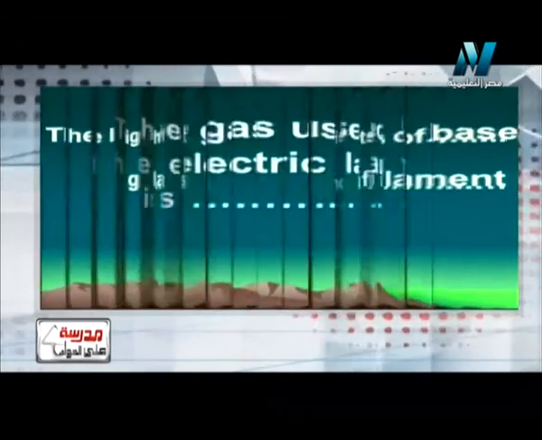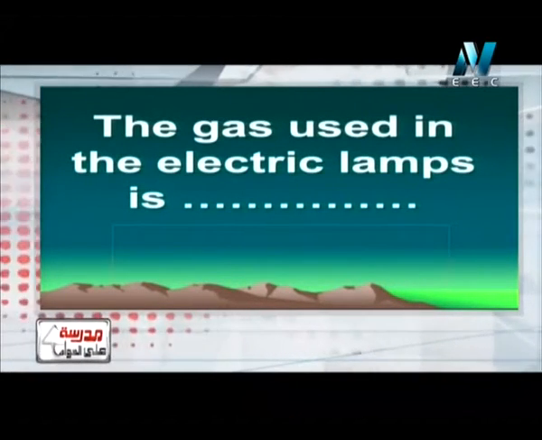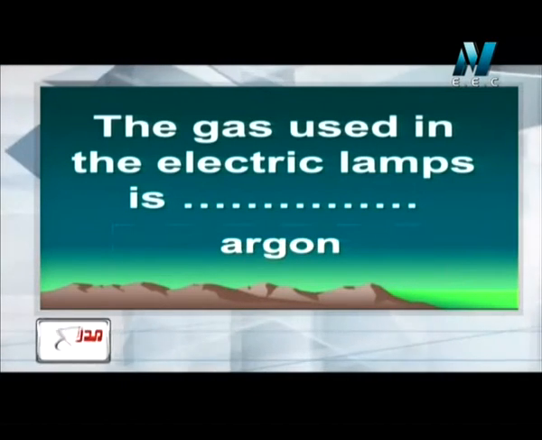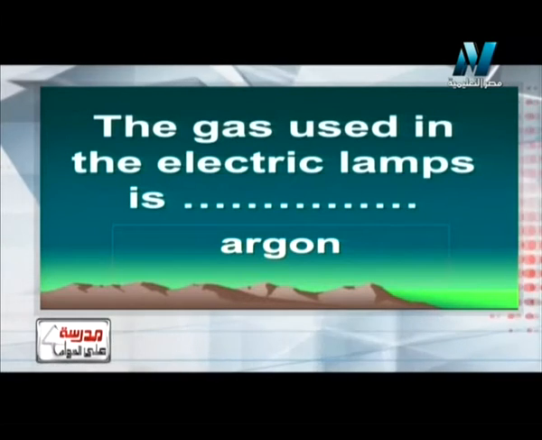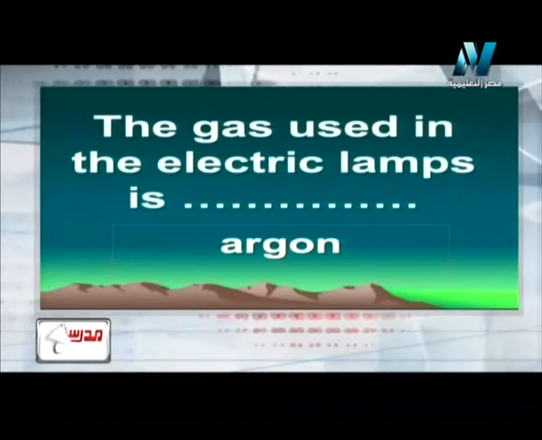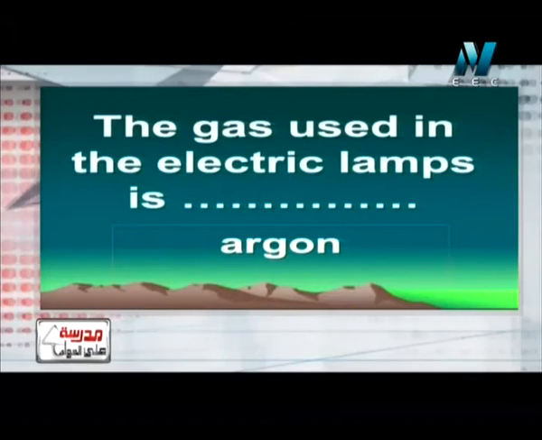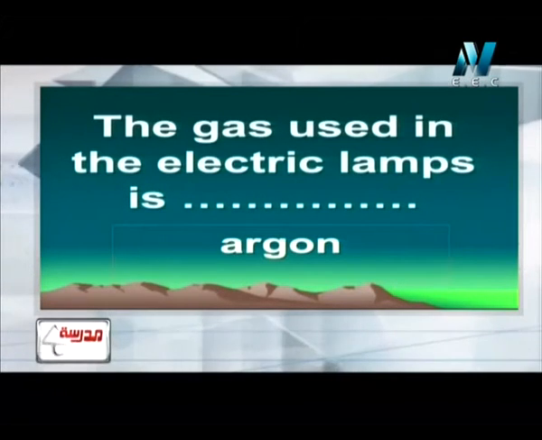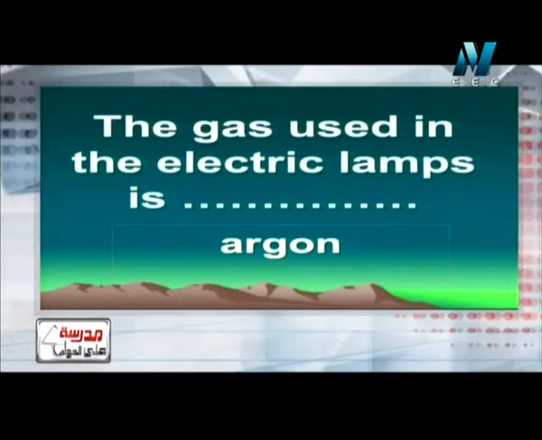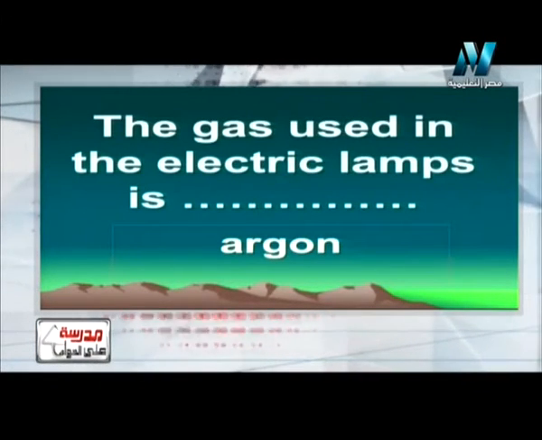Another question. The gas used in the electric lamp is argon. As we know, argon is an inert gas that is used in the electric lamp to prevent the combustion process. Argon, helium, or neon are inert gases. Any one of them can be used in the electric lamp to prevent combustion or burning processes. Again, the gas used in the electric lamp is argon gas.